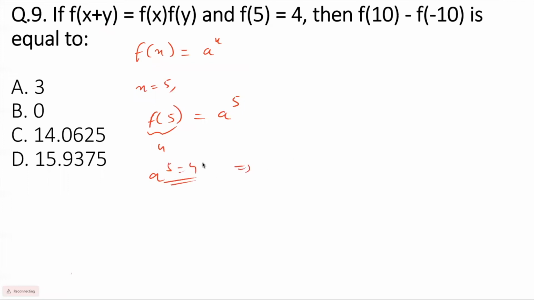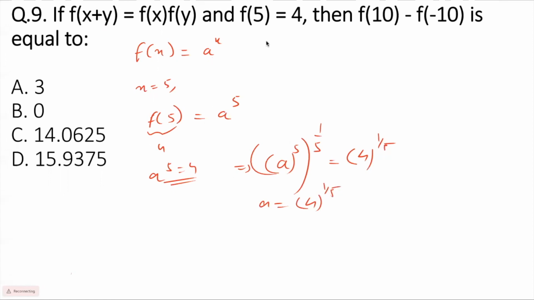Okay, raising both the sides to the power 1 by 5, I have a raised to 5, the whole raised to 1 by 5, is 4 raised to 1 by 5. So a is equal to 4 raised to 1 by 5. I put this in the given equation for f of x. I'll get the function f of x as 4 raised to 1 by 5, the whole raised to x, or the equation I need is f of x is 4 raised to x by 5.